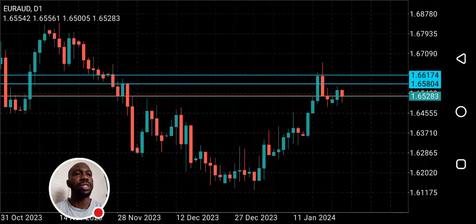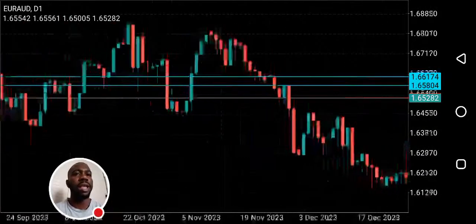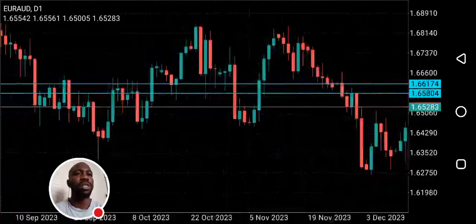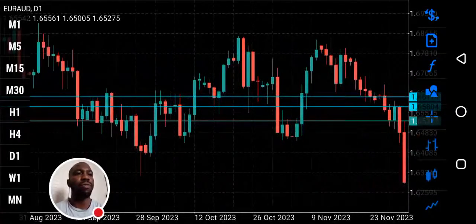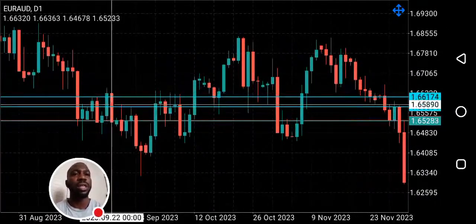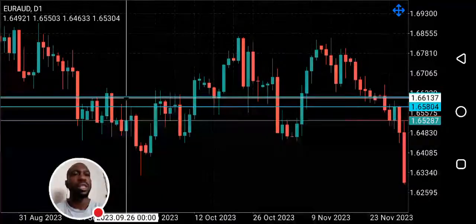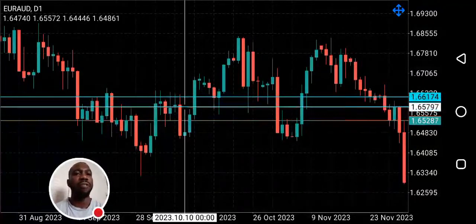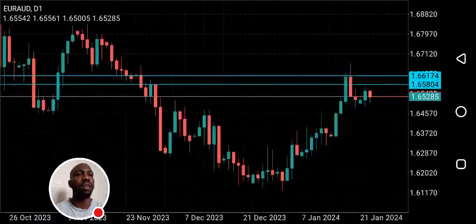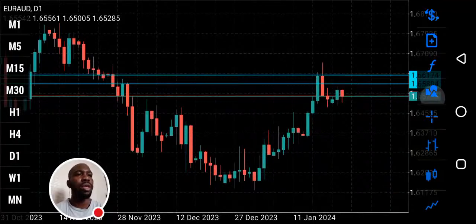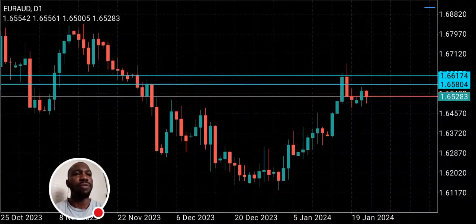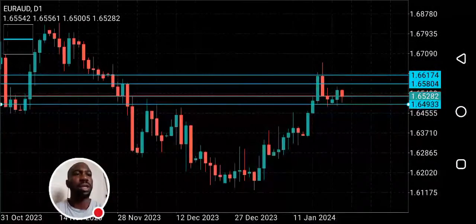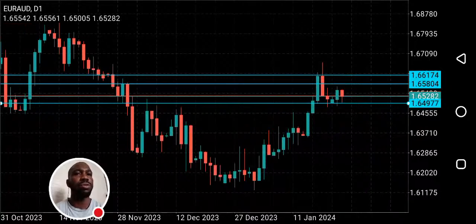So now we have a resistance zone or a supply zone. You can call it a resistance zone or a supply zone. If you go back, you would see it was a resistance. Can you see it? Price tested that level and there was a strong rejection from that level. If you want to sell, wait for a candle, 1 hour or 4-hour candle to close below 1.6497.